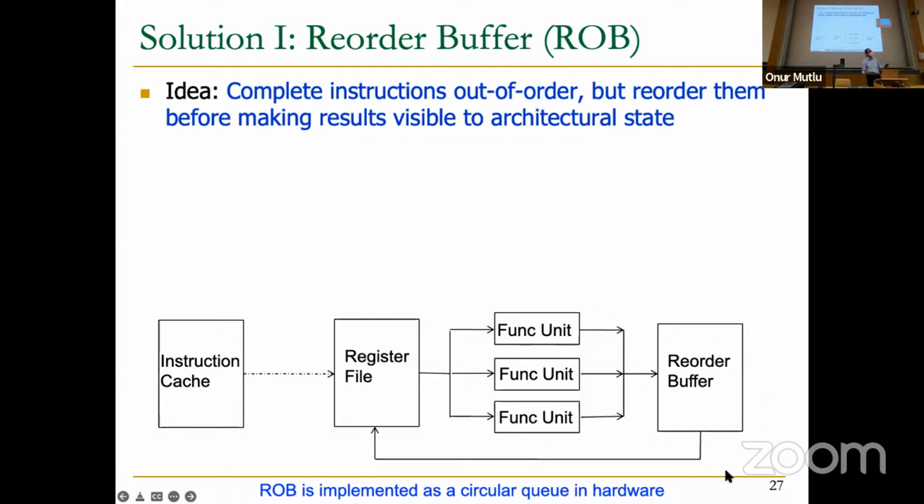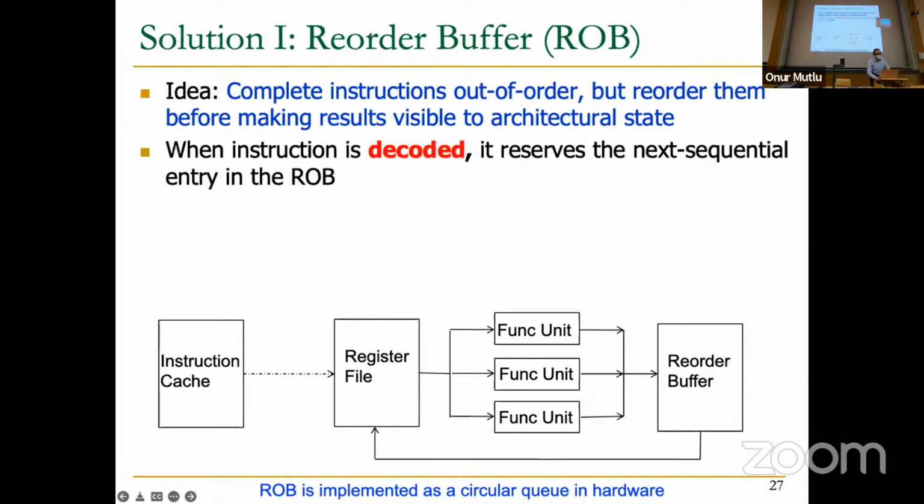But the production of the results happens internally, and they're written into the reorder buffer. So the reorder buffer really buffers the results of the instructions. And also, it keeps track of the sequence of instructions. Basically, it's implemented as a circular queue in hardware, which keeps track of the oldest instruction and the youngest instruction, and all instructions in between in sequential order. And it knows exactly when an instruction becomes oldest. When an instruction becomes oldest, its result is written into the register file, which is the architectural state.